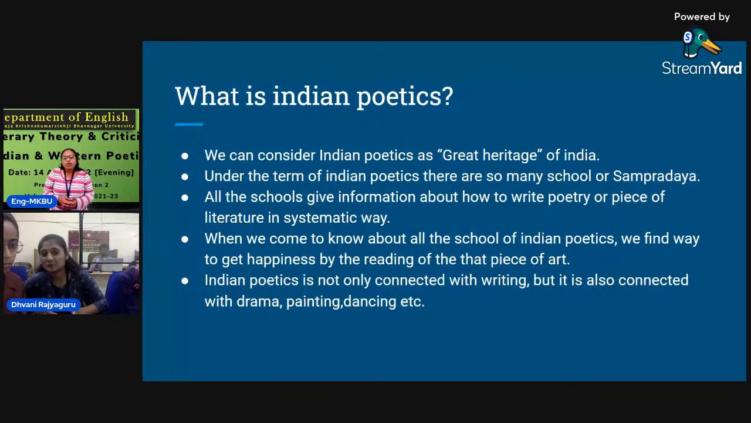When we come to know about all the schools of Indian poetics, we find the way to get happiness by reading that piece of art. If we become aware of all the schools of poetics, then we get the right meaning out of poetry or any literary work. Indian poetics is not only connected with writing, but also with drama, painting, dancing, etc. So all the sampradayas are not connected only with a particular form of literature. They also connect with other activities like drama, painting, dancing, etc.